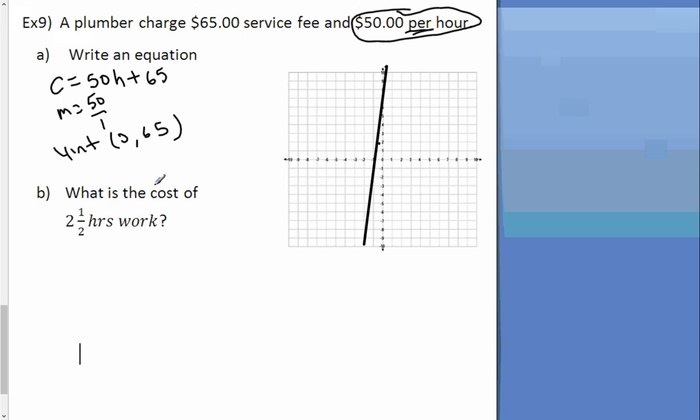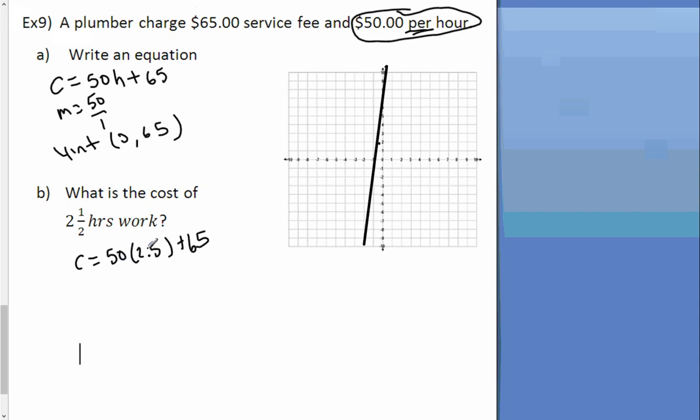And the other part of this is, what's the cost for 2.5 hours of work? Now, you've got two ways you can do this. You could actually go over to 2.5 hours, which is somewhere around here. That'd be 10 hours, right? 10 hours, 20 hours, 30, 40, 50. So this 2.5 would be somewhere right around here. You could just look up there. Or the other way is, since you have an equation now, you could actually just put it in. So the cost must equal 50 times 2.5 plus 65, right?